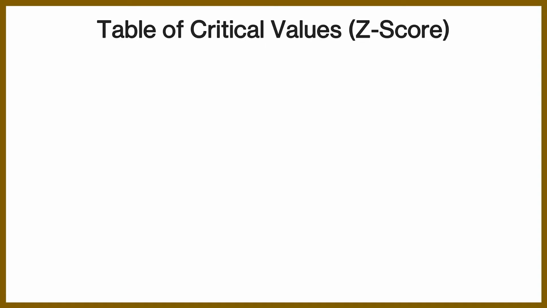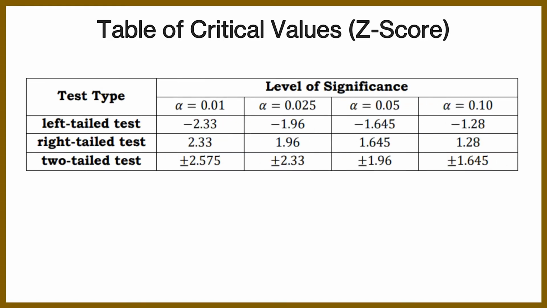Okay, so this is the table of the critical values or the z-score. So we have here the test type, the left-tailed test, right-tailed test, and two-tailed test. And then we have the level of significance: 0.01, 0.025, 0.05, and 0.10. And so sabi nyo kanina, tatlo lang yung level of significance na ginagamit. Bakit po naging apat? Okay, so yung 0.025, yan yung additional significance level natin. Makikita nyo later kung saan to ina-apply.